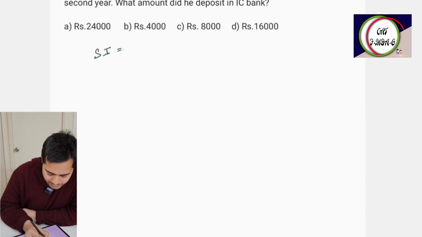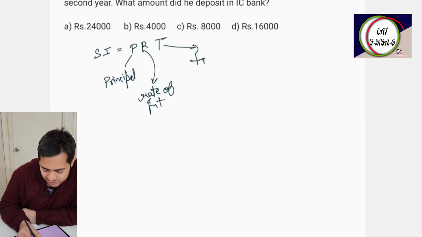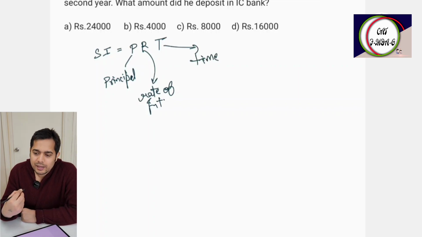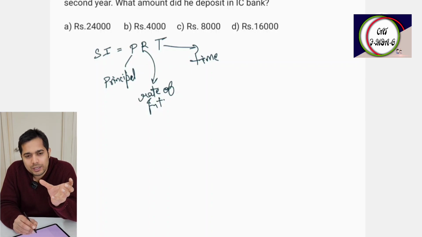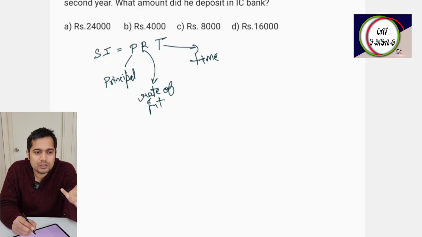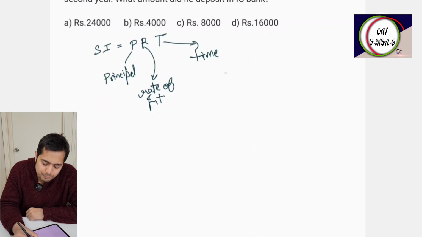simple interest is given as P into R into T. P is the principal amount, what you are depositing in the bank. R is the rate of interest, whatever the bank is offering you. T is the time for which the amount is kept. And after T amount of time, if you want to calculate what has become of your amount, let us say you went to the bank and you deposited P amount of rupees.